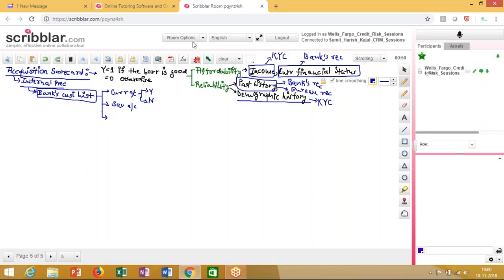Okay. No, sorry, the screen didn't freeze. I just lost it, somehow my mouse was not connecting.